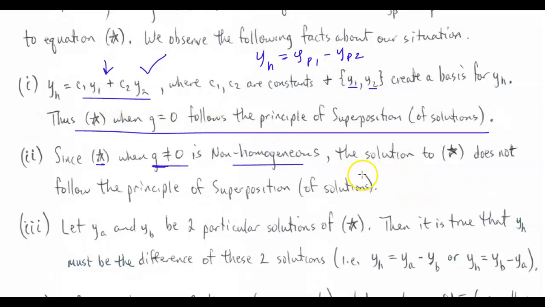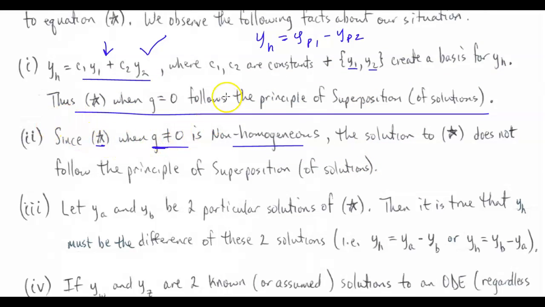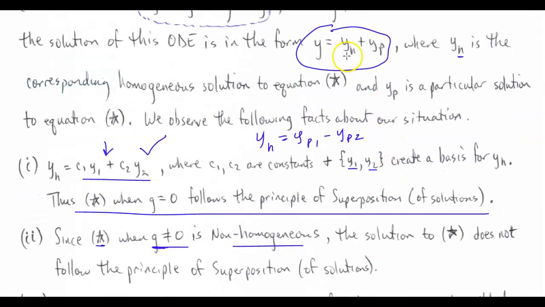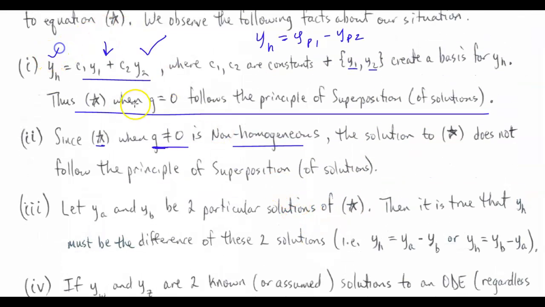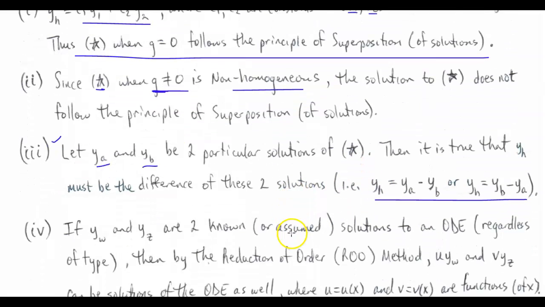So we know that whatever our solutions are going to be for our non-homogeneous solution, which we know looks like this, is not going to follow superposition in how we understand it for the homogeneous equations. Okay. So here, if we let y sub a and y sub b be two particular solutions, then again, the difference of these two solutions should be homogeneous solutions. So I've already stated that.